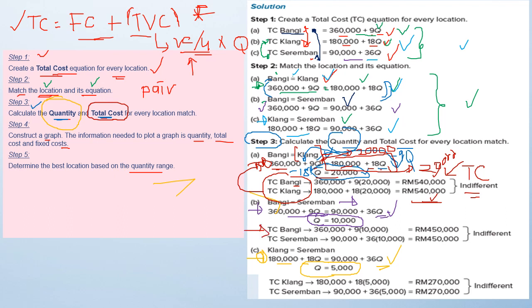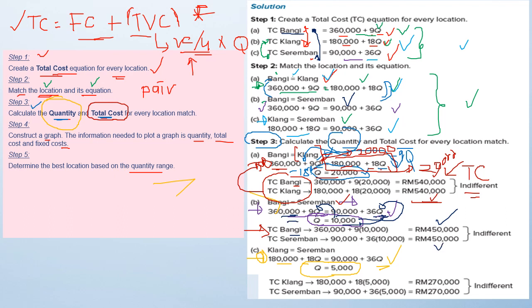Second match is Bangi and Seremban. We got 10,000 in our calculation earlier for the quantity, for the Q. So you replace the Q, not 20,000, but 10,000. So 360,000 plus 9 times 10,000 over here, you will get a total cost of 450,000 ringgit for Bangi. And for Seremban, this is the equation: 90,000 plus 36Q. So Q here is now 10,000. You replace 10,000 in this Q in this equation. You will get the same total cost, that is 450,000.